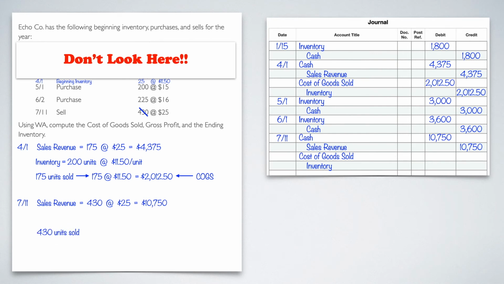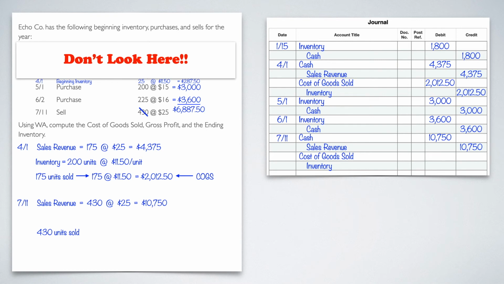And with a new sale comes a new magic number. We have to do the same process again to find the new weighted average amount. So step one is to multiply everything out. So 25 times 11.50, that's going to give me 287.50. 200 at 15, that's going to give me 3,000. 225 at 16, that's going to give me 3,600. That's step one. Step two is to add all that up.